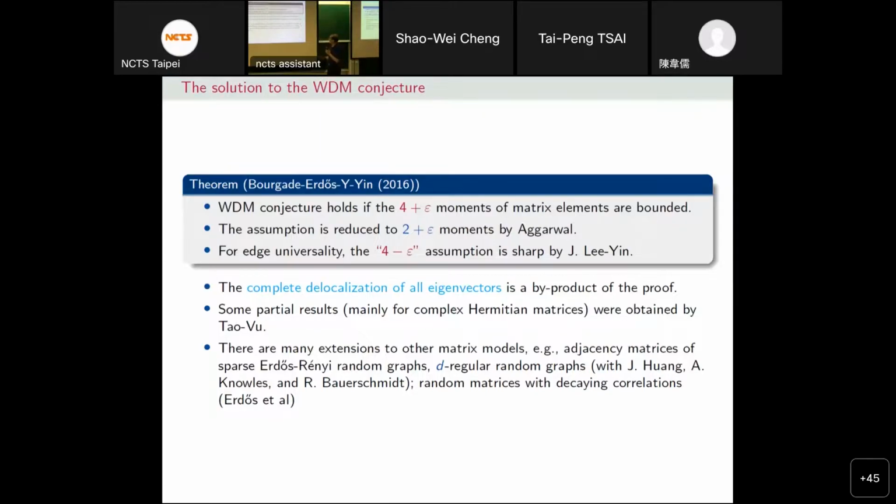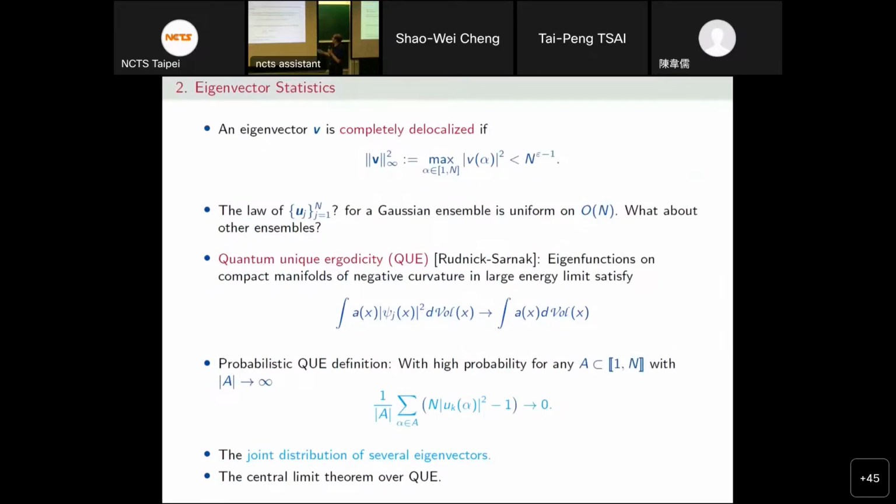We also saw, though I will not say anything about the edge because I don't have time, that in this case all the eigenvectors are completely delocalized, meaning that this statement is correct. So the eigenvector is basically all flat. The eigenvector will not have a high peak. All right.